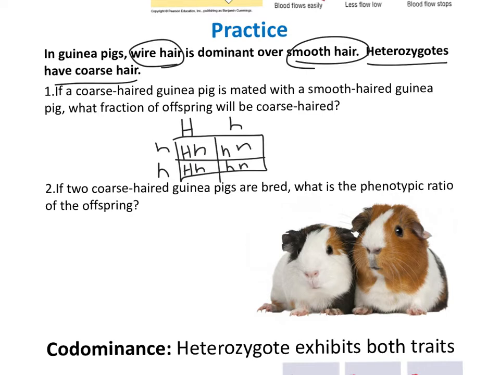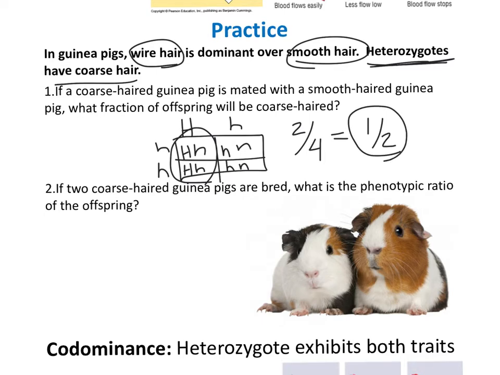And I'm being asked what fraction will be coarse-haired. My coarse-haired are those that are heterozygous, so that would be those two. So I've got 2 out of 4, which simplifies to 1 out of 2.